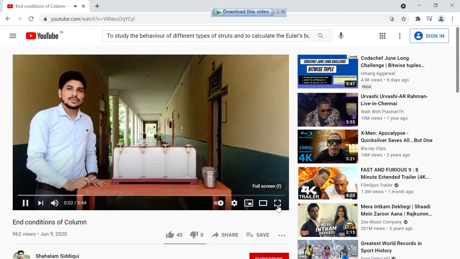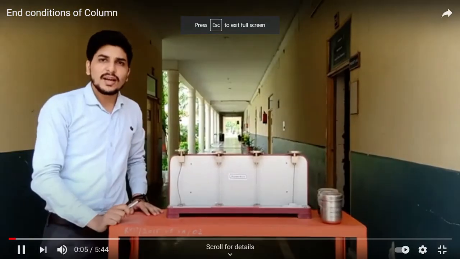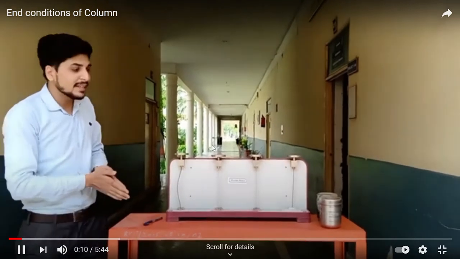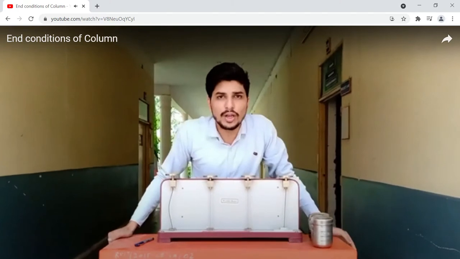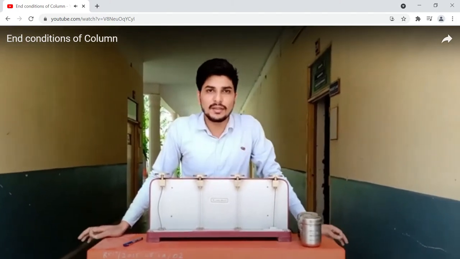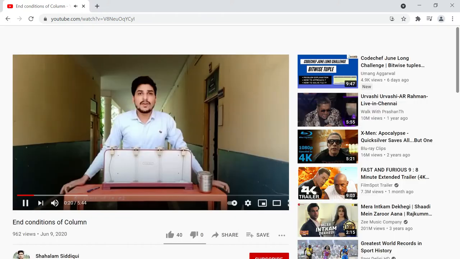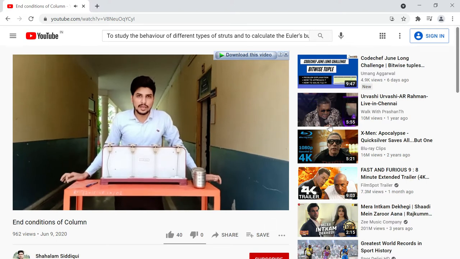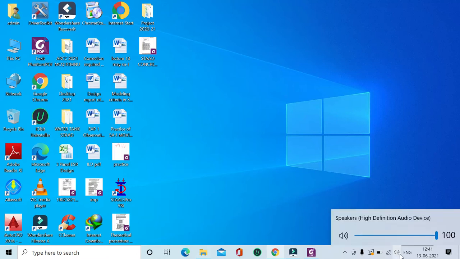Very good afternoon to one and all. I am Sharan Siddiqui, assistant professor in RDIT Bishop. Today I will discuss the end conditions of a column. First I am going to discuss columns. A column is a vertical member in a structure, and we have different types of load: first point load, second UDL, and third UVL, uniformly varying load. Now I will discuss the end conditions. We have four different types of end condition.